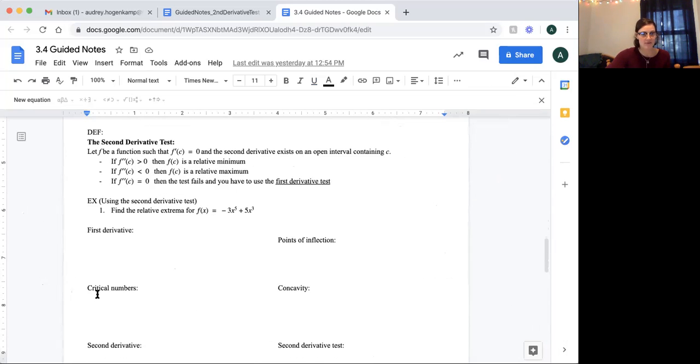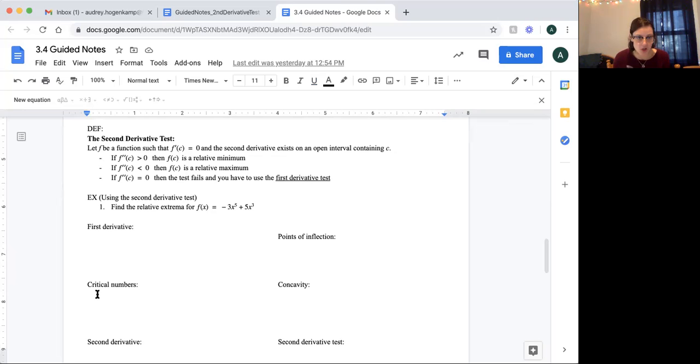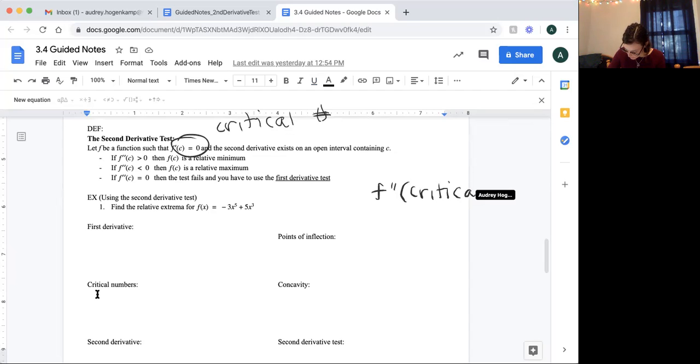So the second derivative test tells us that if we have a function such that f prime of c equals 0, that is telling us c is a critical number, because derivative equal to 0 means critical number. And the second derivative exists, so you can find f double prime of c. That's saying if you plug in one of your critical numbers to your second derivative.